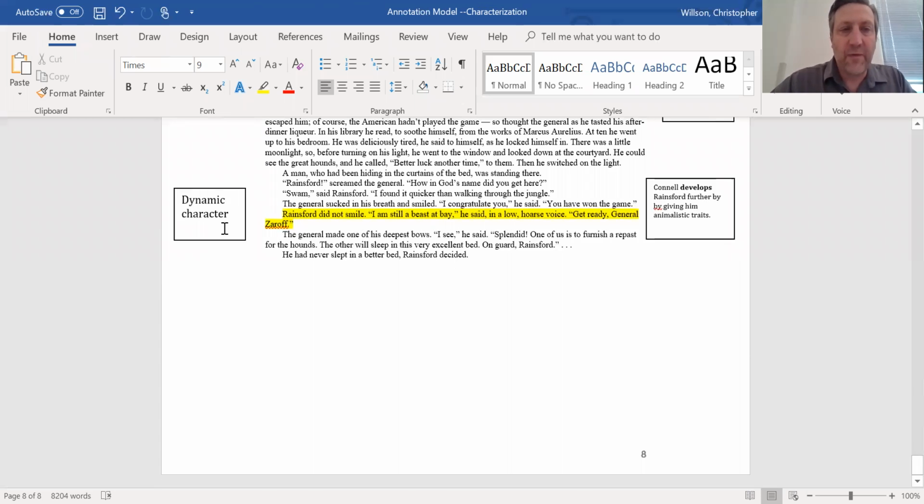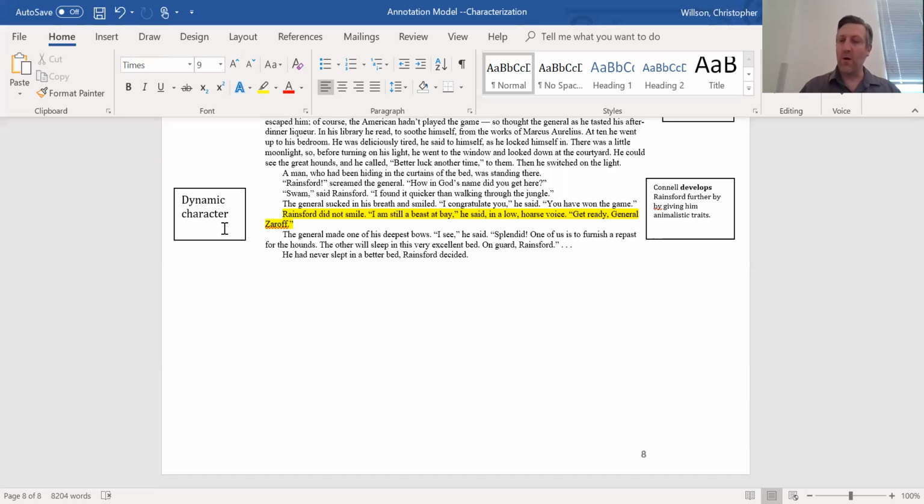And then finally, we have another dynamic characterization moment where Rainsford doesn't smile. He says, "I'm still a beast at bay." He says in a low, hoarse voice, "Get ready, General Zaroff." And this makes him a little bit more animalistic. He has this low, hoarse voice. He says, "I'm a beast at bay," and he's ready to fight the general. Okay, making him seem more like a beast, more animalistic. So he has changed throughout the story.